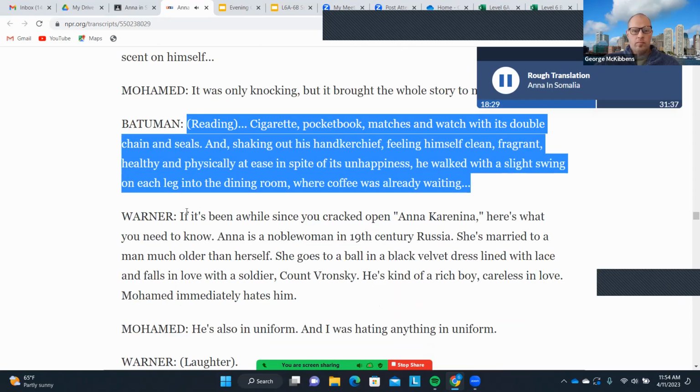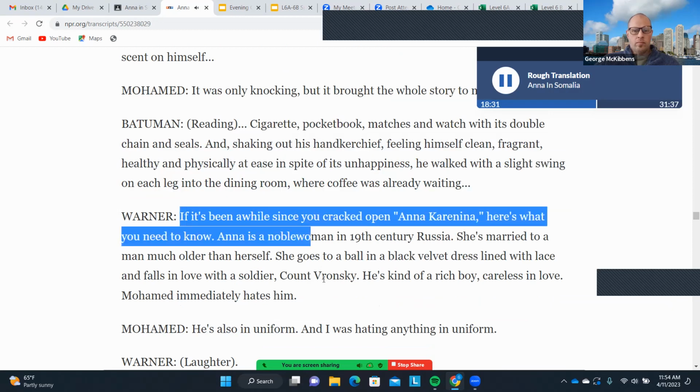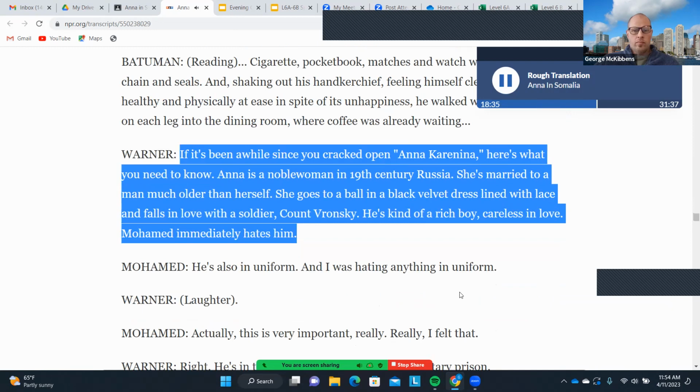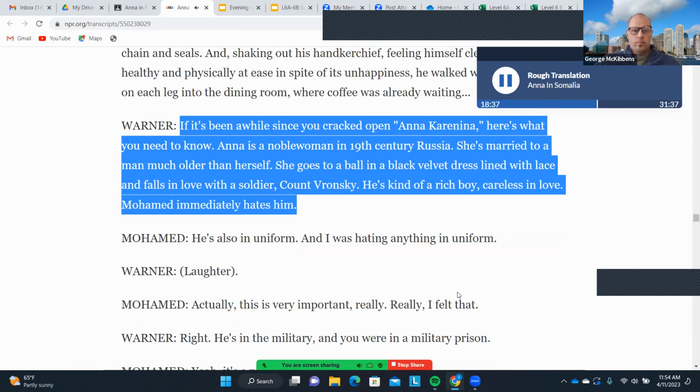If it's been a while since you cracked open Anna Karenina, here's what you need to know. Anna is a noblewoman in 19th century Russia. She's married to a man much older than herself. She goes to a ball in a black velvet dress lined with lace and falls in love with a soldier, Count Vronsky. He's kind of a rich boy, careless in love.